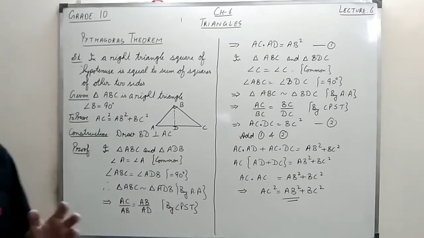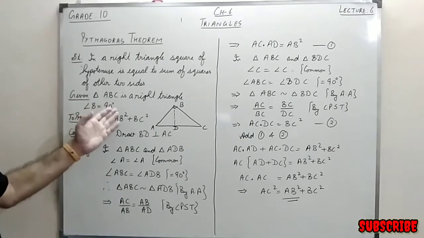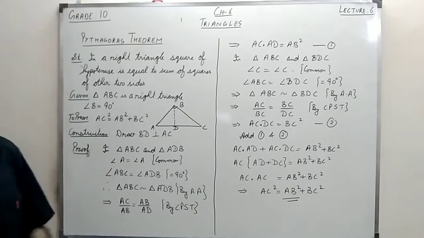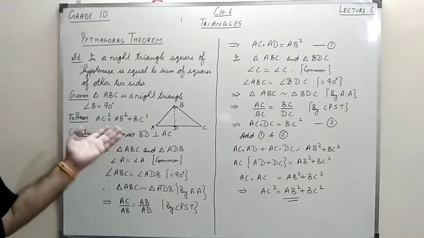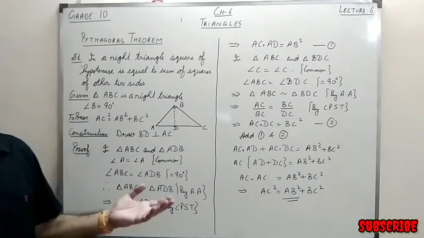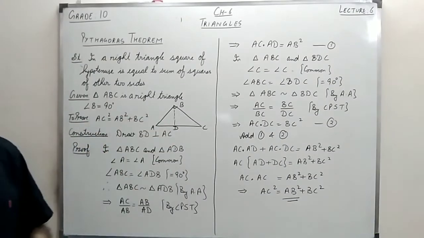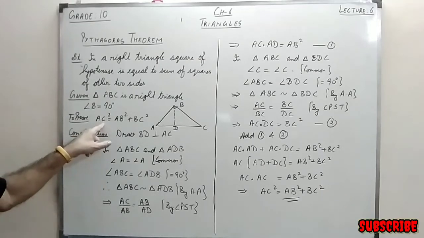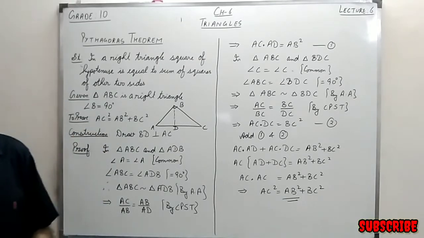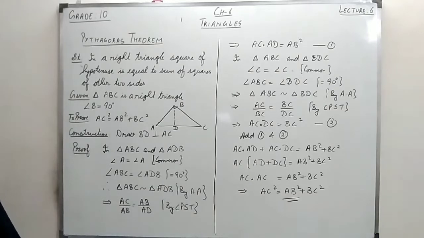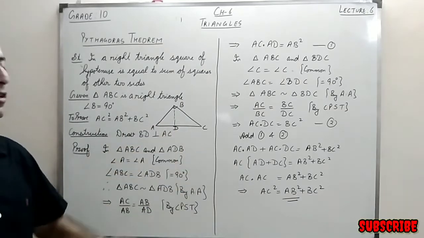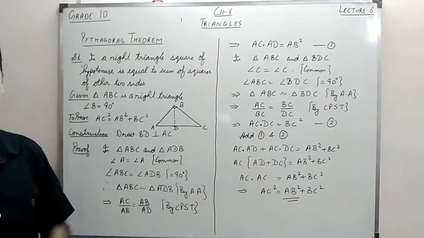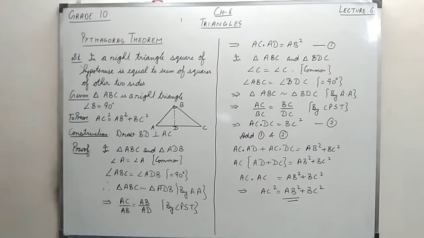So now, what is the given condition here? The given condition is that we have a right angle triangle ABC with angle B equal to 90 degrees. You can choose any name; I have taken ABC. Now, what we have to prove is AC square. The side opposite to the angle of 90 degrees is the hypotenuse, so here you can see AC is the hypotenuse. So AC square is equal to AB square plus BC square.